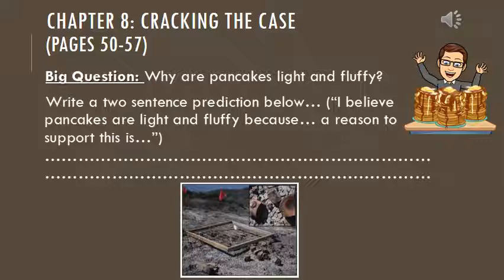Crystal peered at the pancakes on her plate. "So that's why they're full of little holes. I always wondered about that." Amy took a bite of her pancakes.